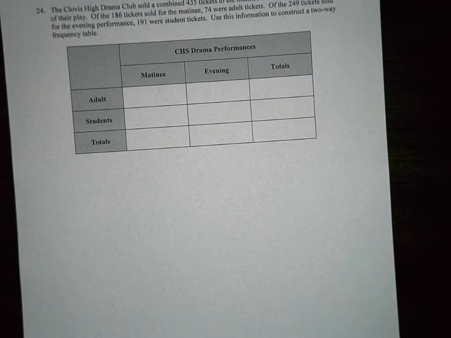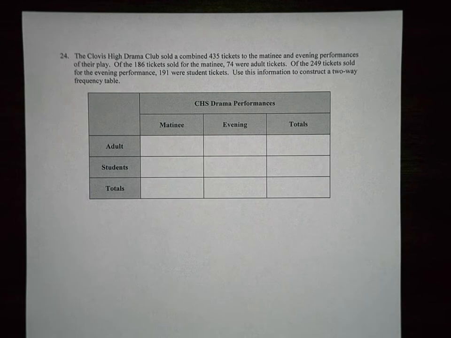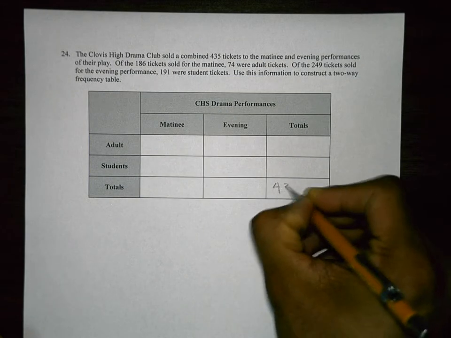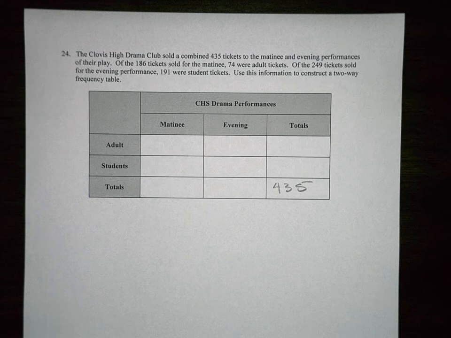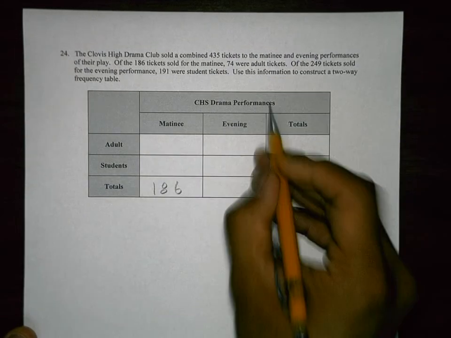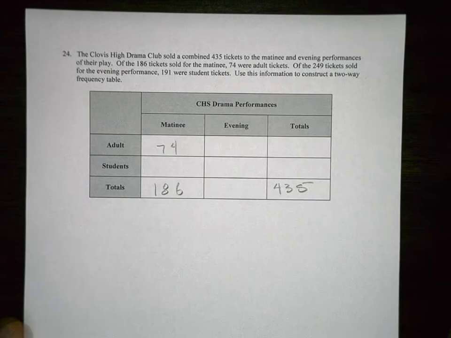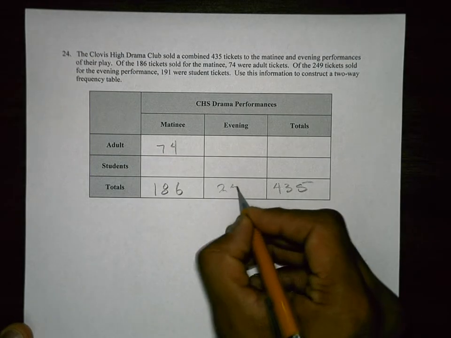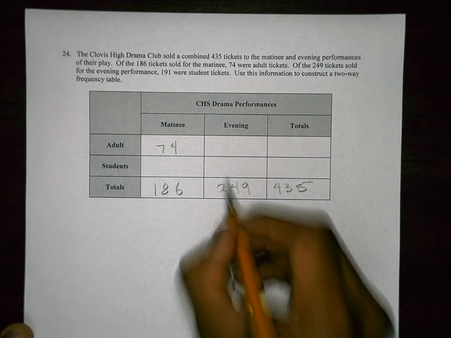Okay. Last page here. The drama team, or the drama club, sold some tickets. Okay, they sold a combined 435 tickets to a matinee and evening performance. So look at it. I'm going to fill this chart in. I know that they sold a total of 435 tickets. Then they say of the 186 tickets sold for the matinee, so here's matinee, 74 went to adults. Of the 249 tickets sold for the evening performance, 190 went to students.